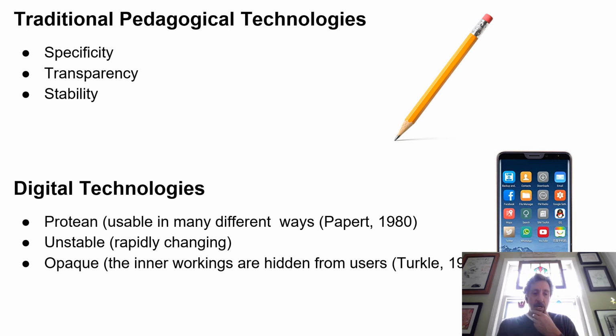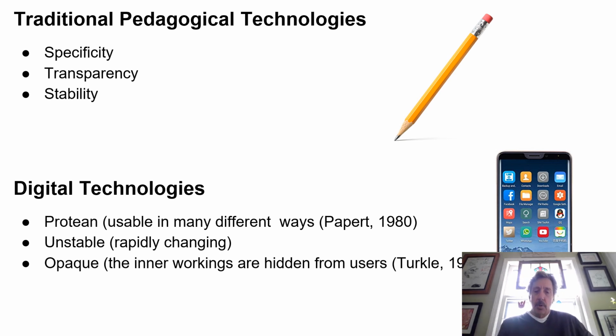Whereas digital technologies like the cell phone we see on the screen can be used in many different ways. It's protean, as they describe it. It's a calculator, a phone, access to the internet, a video or audio recorder. They're unstable. That phone looks nothing like the phone I received when I first signed up for a mobile phone contract, a little teeny Nokia cell phone, and all you could do on it was make a phone call.